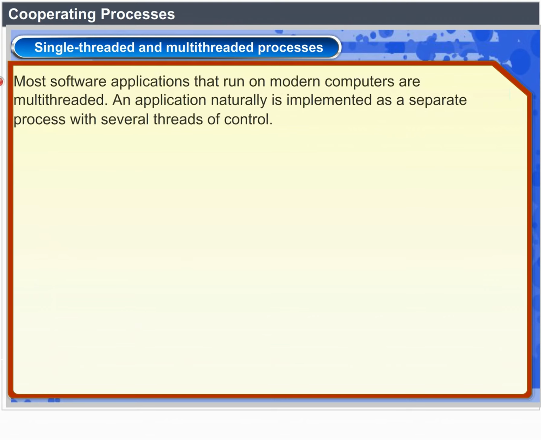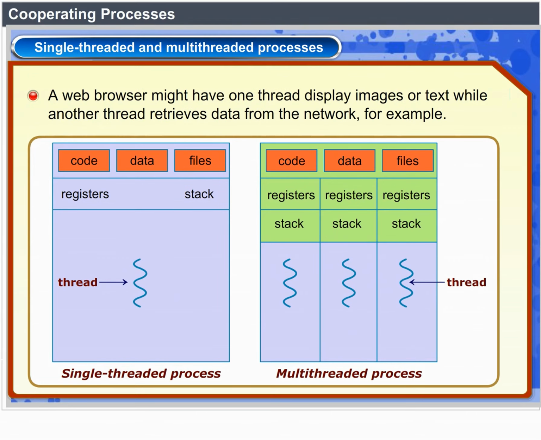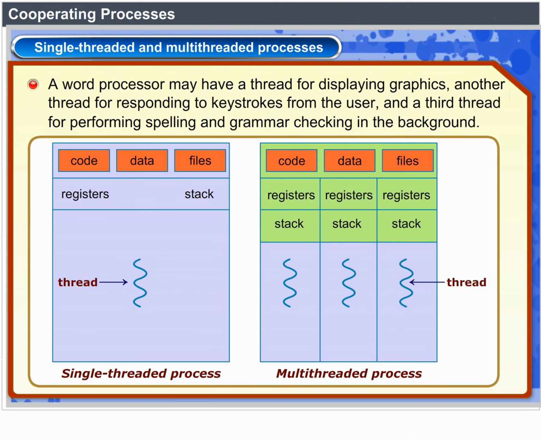Most software applications that run on modern computers are multi-threaded. An application typically is implemented as a separate process with several threads of control. A web browser might have one thread display images or text, while another thread retrieves data from the network, for example. A word processor may have a thread for displaying graphics, another thread for responding to keystrokes from the user, and a third thread for performing spelling and grammar checking in the background.